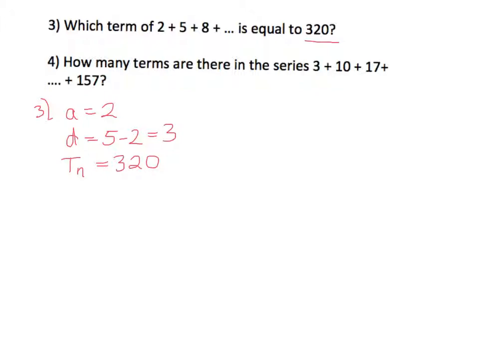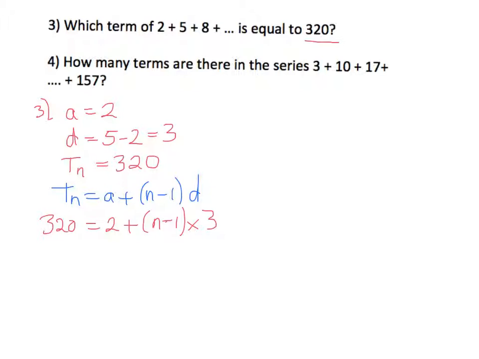So using our formula, the nth term is A plus (n minus 1)D. Let's substitute in there. So we've got 320 equals 2 plus (n minus 1) times 3. So we are going to minus 2 from both sides. And I'll just put the 3 at the front of the brackets, it might be easier to see. And we're going to divide both sides by 3.